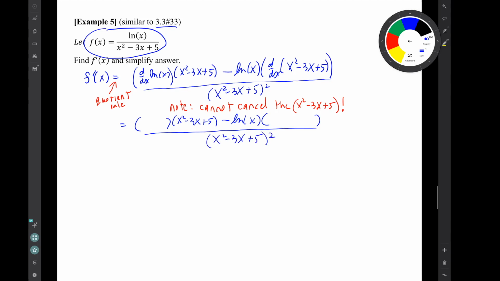Now let's compute these derivatives. Remember that the derivative of ln of x is 1 over x. And remember that that rule does not tell us that ln of x is 1 over x. It tells us that the derivative of ln of x is 1 over x. So we replaced this whole expression, d dx of ln of x, with this expression, 1 over x. Over here on the right, we have a basic derivative, so I'll just write the result.